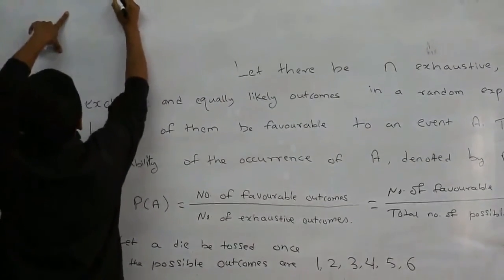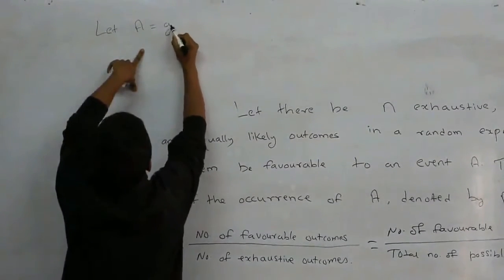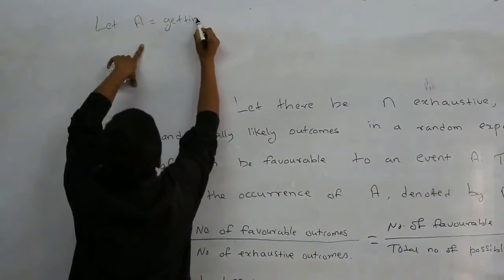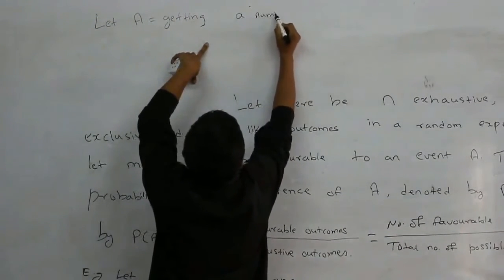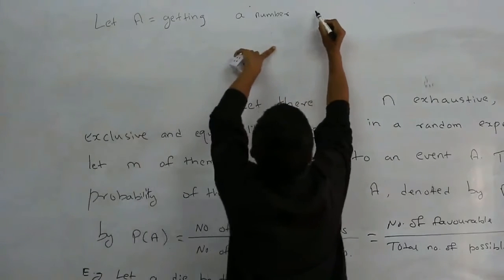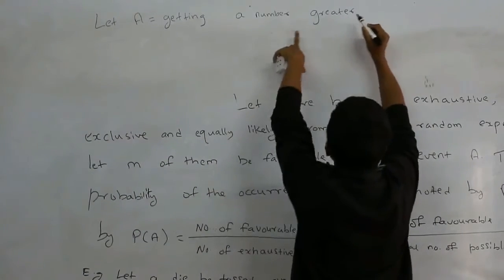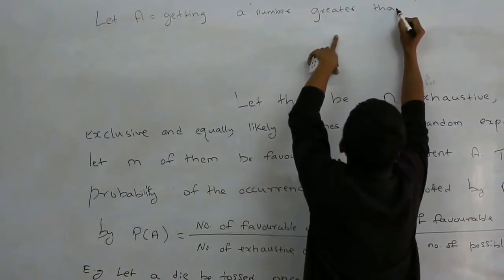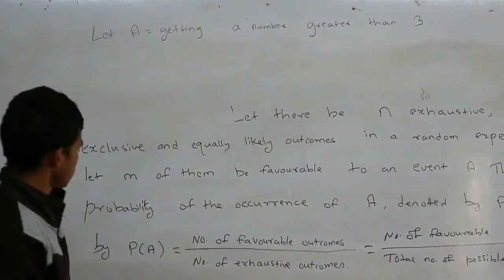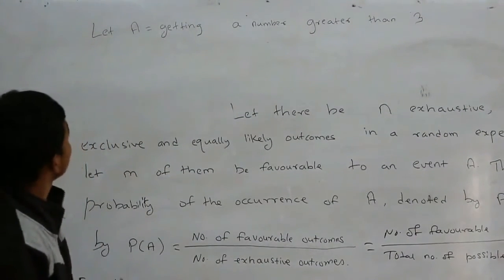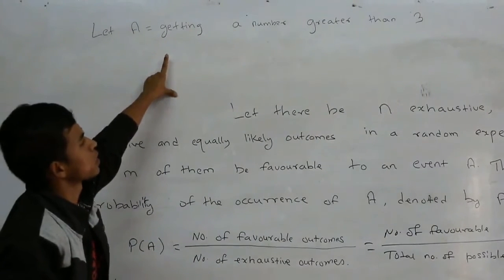Let A be defined as the outcome of getting a number greater than 3, let's say. So here we are looking for an event of getting a number greater than 3.